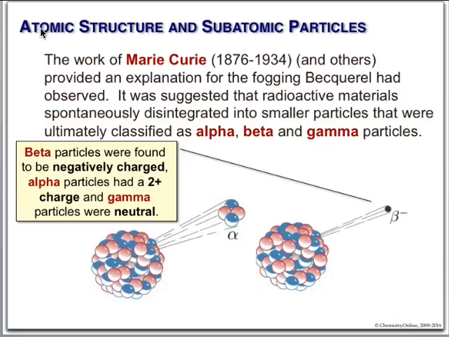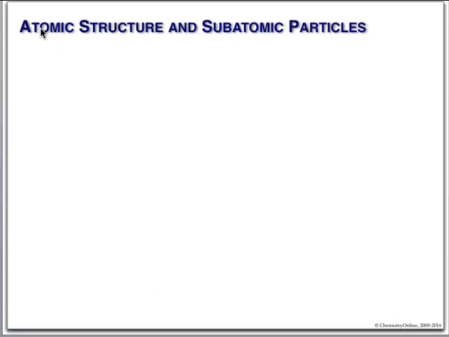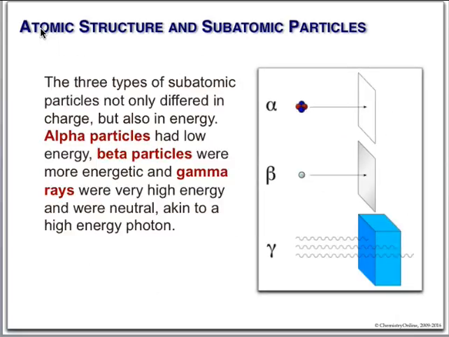Gamma particles, as I said, were high energy photons, but they were neutral. So that's what Curie and her friends found. Alpha particles, it turns out, are very, very low energy. If you have an alpha emitter, like uranium, a simple piece of paper will totally stop it. Beta particles are much more energetic. You need a little sheet of aluminum. It will just make it through aluminum foil.